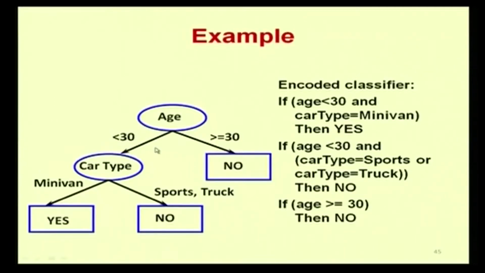What does this decision tree tell you? If the age is less than 30 and the car type is minivan, then yes, that means he will, we had yes and no as category, whether he will do something. So, this is yes. If the car type is sports or truck, it is no. Now, if the age is less than 30 and car type is sports or truck, then no. If age is greater than or equal to 30, then it is a no. So, this is what we are trying to say.